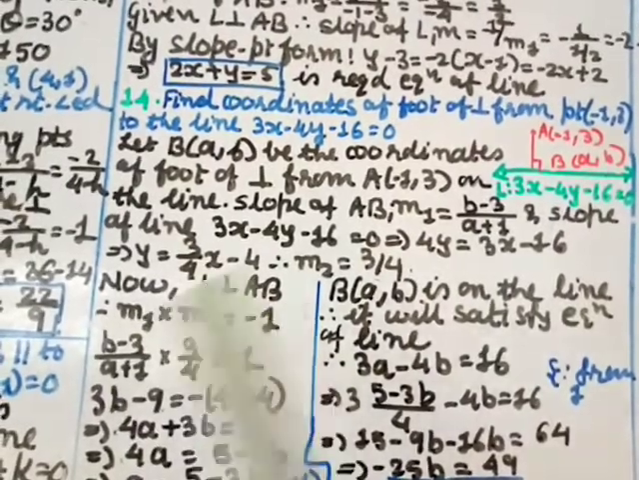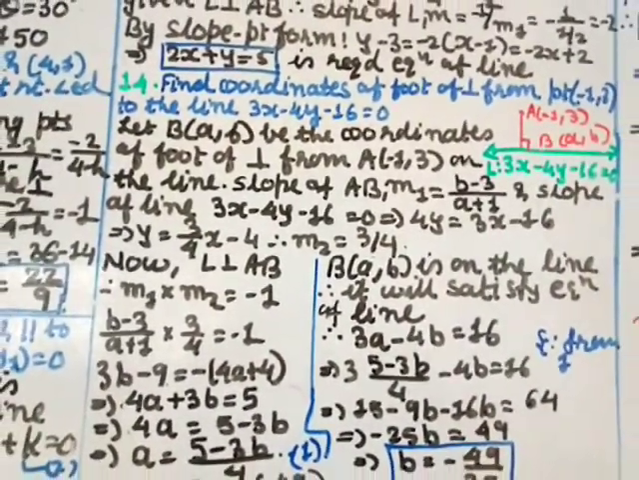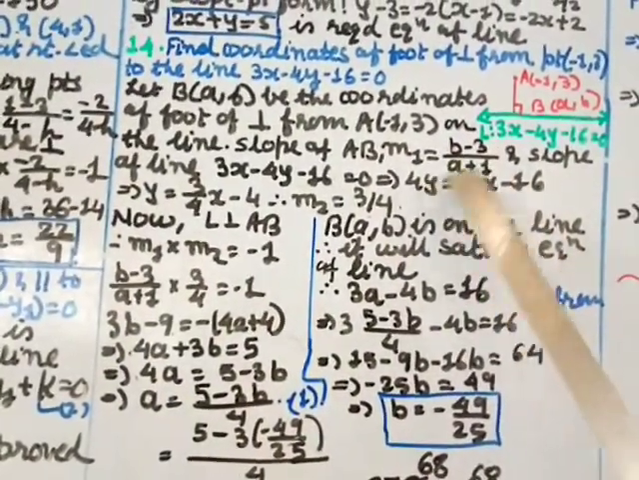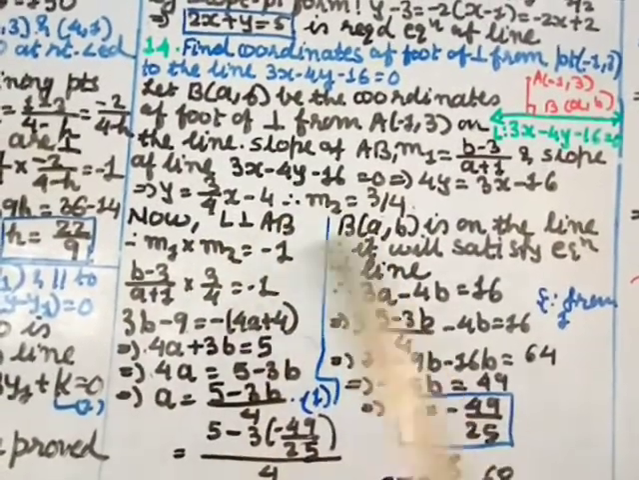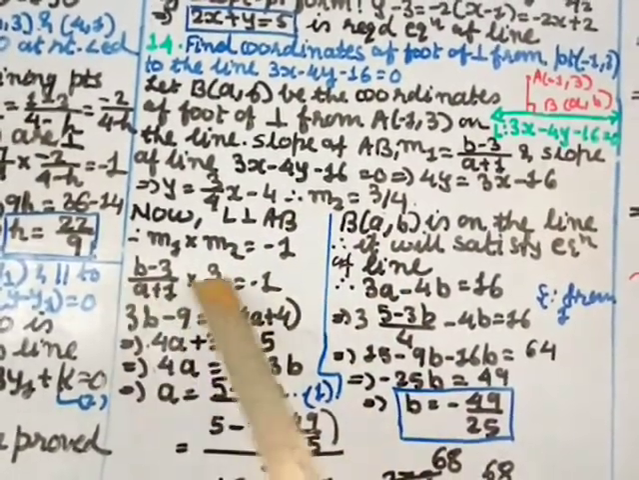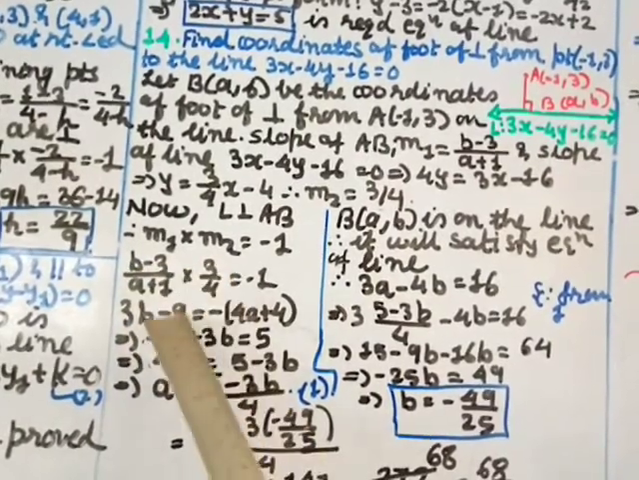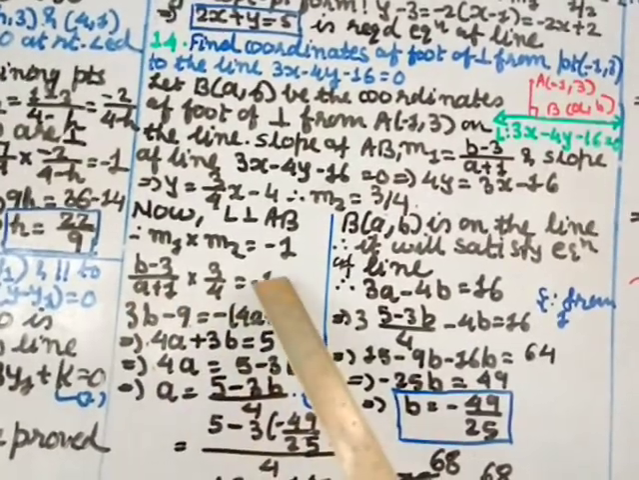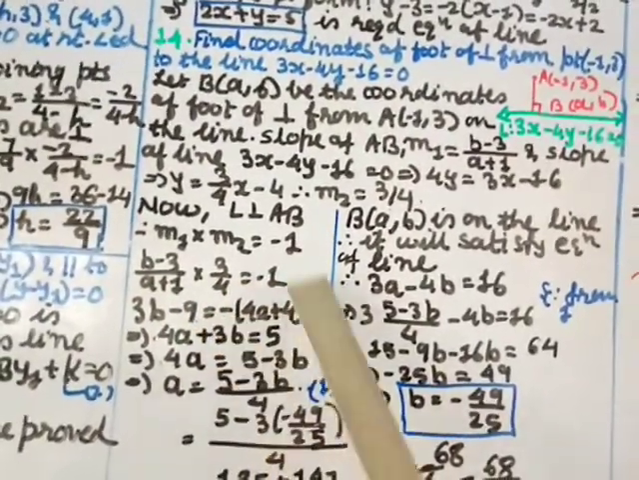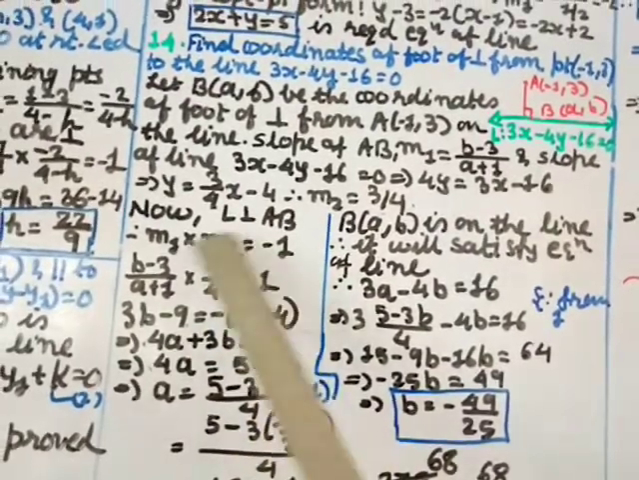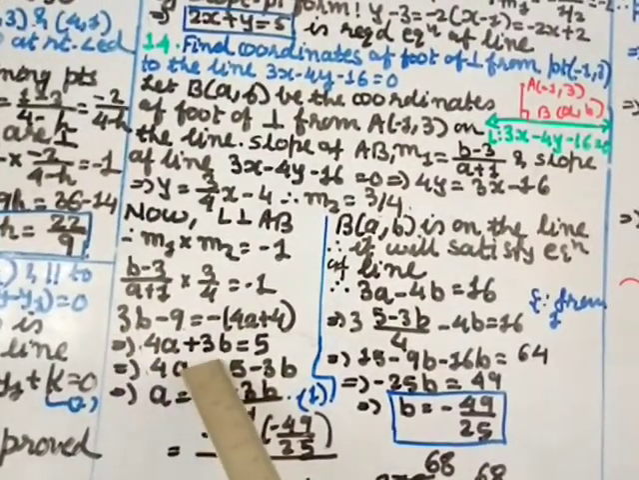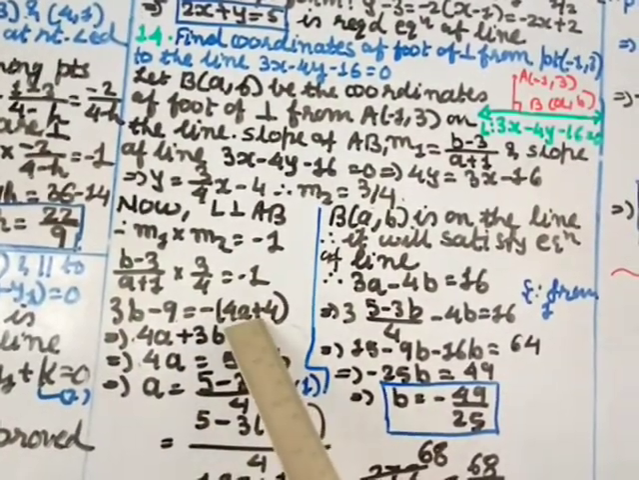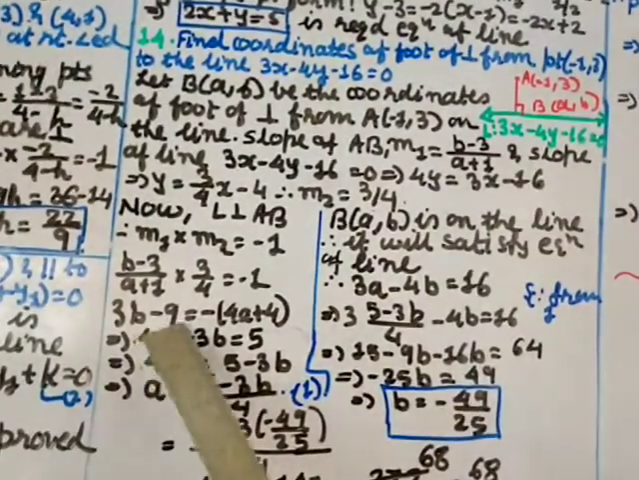Now L is perpendicular to AB, that means the product of the slopes is minus 1. So m1 into m2 is equal to minus 1. m1 is (b minus 3) divided by (a plus 1), and m2 is 3 by 4, equal to minus 1. So here 3 into b is 3b, minus 3 into 3 is 9, and 4 into a is 4a, and 4 into 1 is 4, with the minus sign. Transferring minus 4a over here, it becomes plus 4a, and here plus 3b. Minus 9 transferred becomes plus 9, and minus 4 on the other side, so 9 minus 4 gives you 5.